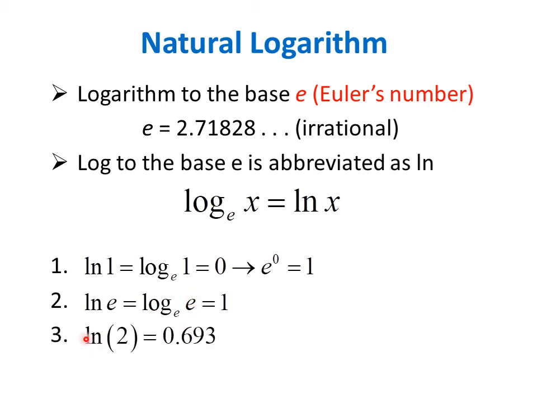Lastly, we have ln of 2. Now, to get the other values of ln, such as ln of 2, we have to use a calculator. For example, if you press ln in the calculator, then input 2, you get 0.693.